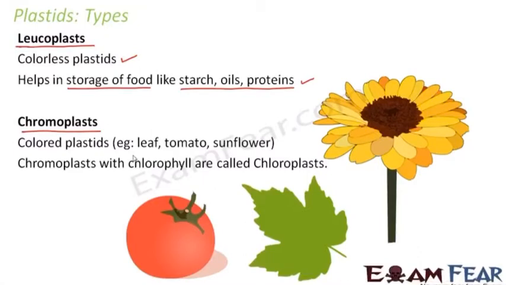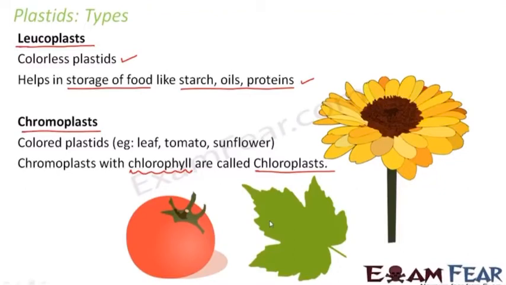Now chromoplasts with chlorophyll are known as chloroplasts. So chloroplast is a category, or it is a kind of chromoplast only, but which is green in color. And why is chloroplast green in color? Because it contains a pigment known as chlorophyll, right? So that means the leaves are green in color because they contain chloroplasts, and chloroplasts contain the pigment chlorophyll.